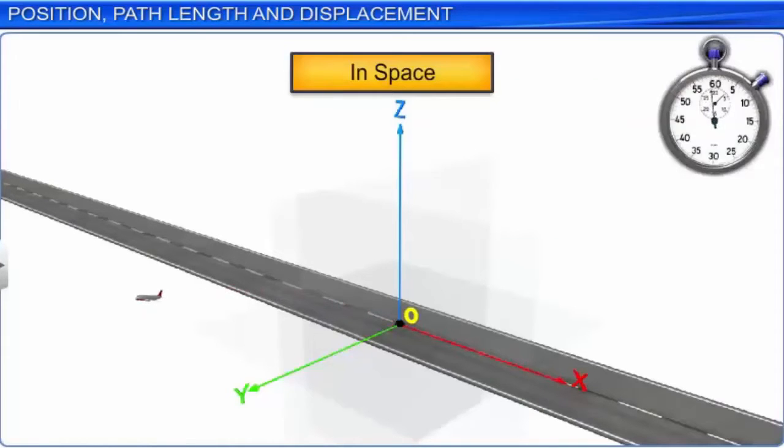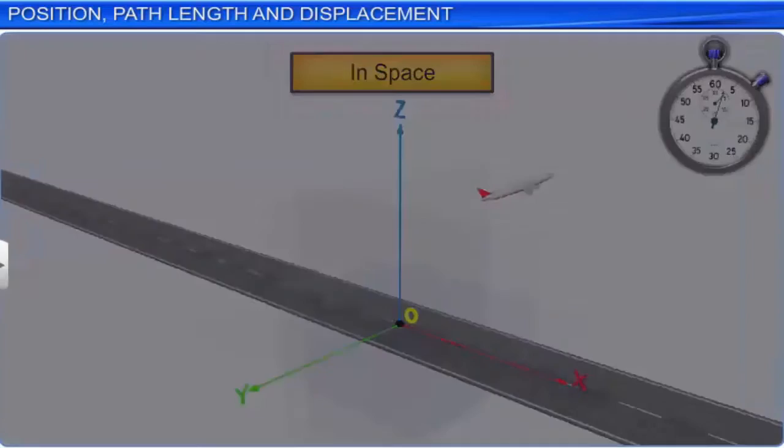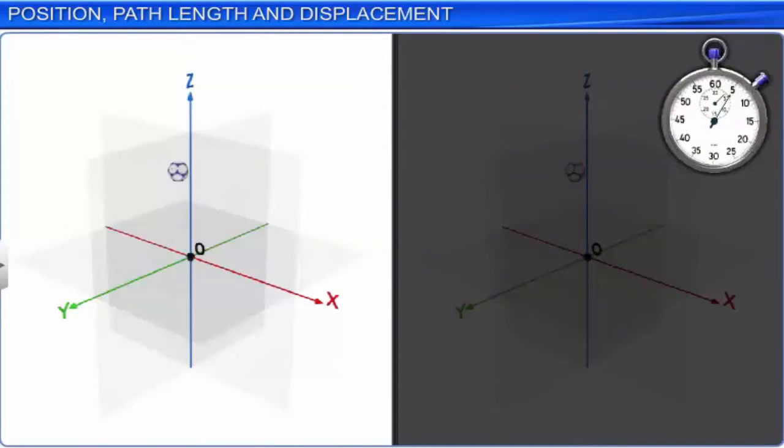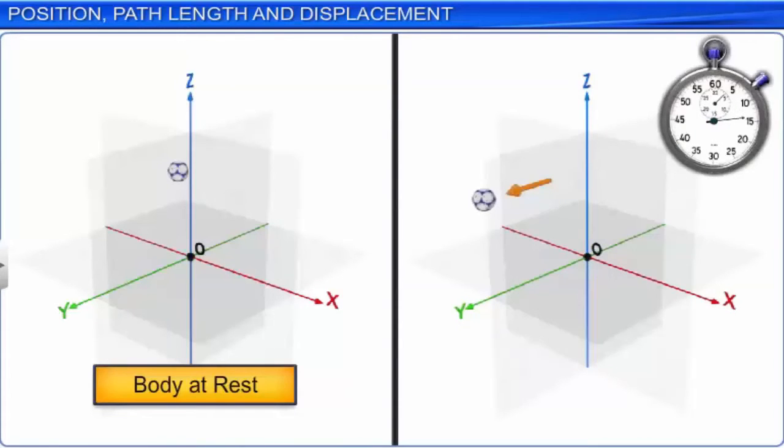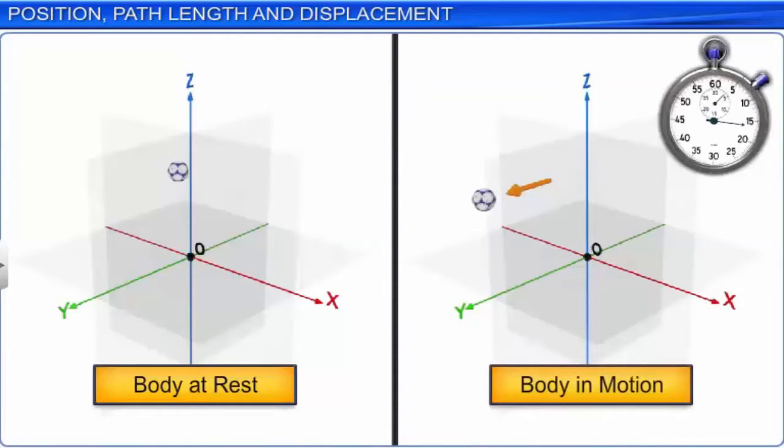When the coordinates don't change with time, the body is said to be at rest with respect to the frame of reference. Rest and motion are relative terms and are always specified with respect to the frame of reference.